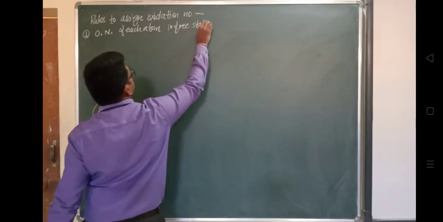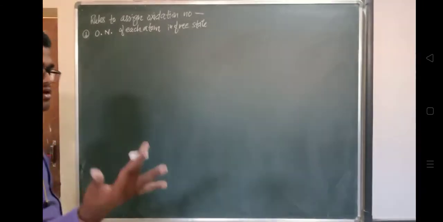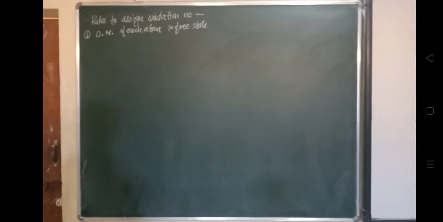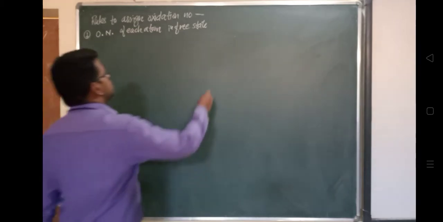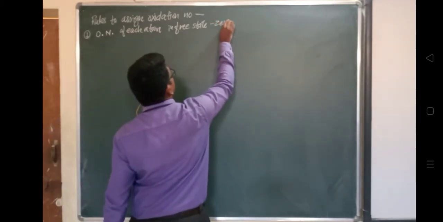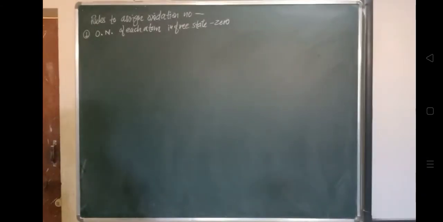In the free state, for example sodium in free state will not have any charge over it. ON stands for oxidation number, because I will not write the lengthy term oxidation number every time. So the oxidation number of each atom in a free state will be 0. Examples are H2, Cl2, O3, S8, P4, O2, which have an oxidation number of 0.